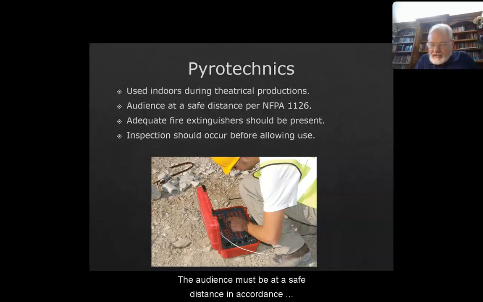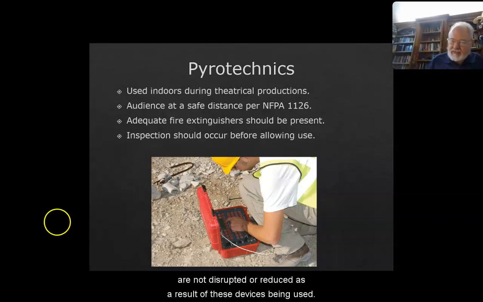The audience must be at a safe distance in accordance with NFPA 1126. Adequate types and numbers of fire extinguishers should be present. Inspection should occur before allowing use. Fire officials should witness a demonstration of each device before approval for use. They must also ensure that surrounding materials are properly fire-resistant treated and that fire protection systems are not disrupted or reduced as a result of these devices being used.